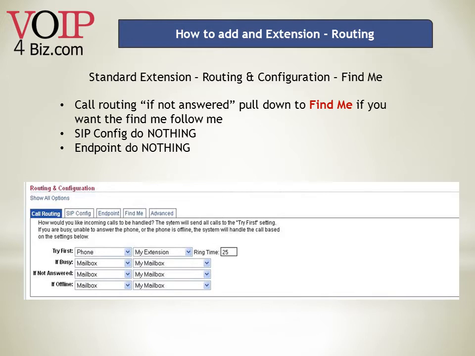As you can see, there's 4 different choices that you have. First is almost always phone, which means you're going to have it go to your extension. And again, you have the ring time. If busy, most people want this to go to their voicemail box. So we just put my mailbox. If not answered, this is where we have the ability to put a find me, follow me feature. And if offline, we also have that option for voicemail or find me, follow me, or send it to a different location.